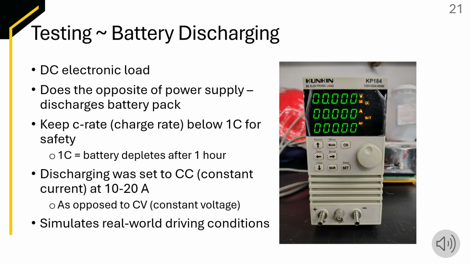To discharge the battery, we used a device called a DC electronic load. We wanted to keep the C rate below 1 C for safety, and to do this, we decided to just discharge the battery pack at between 10 to 20 amps. And this simulates real-world driving conditions. Like if you put your foot on the accelerator pedal, this essentially simulates that, where it depletes the batteries of power in order to drive the vehicle forward.